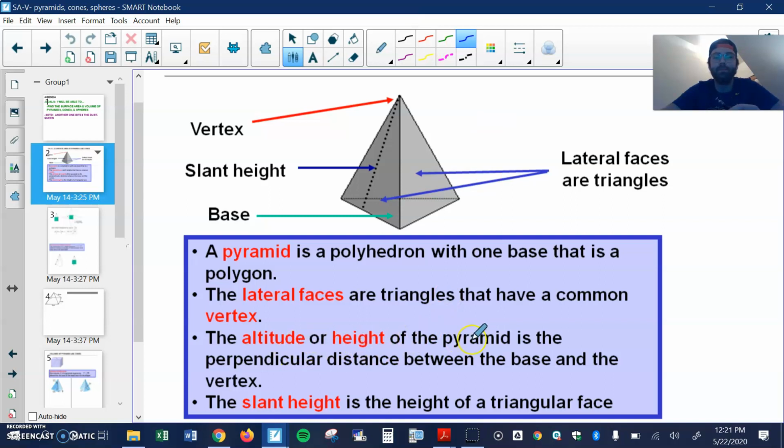The altitude or height of the pyramid is the line that drops from the top of the pyramid and is perpendicular to its base. So it goes right through the middle. There's also the slant height. The slant height is the height of our triangular face. That's very important when we're finding our surface area. The height or altitude will come into play when we're finding the volume.